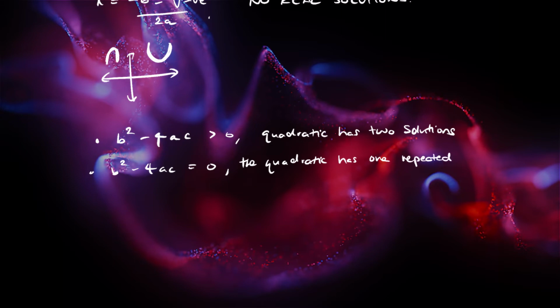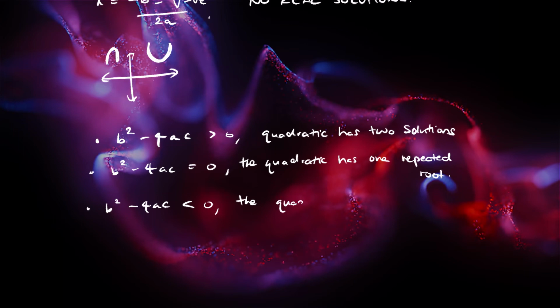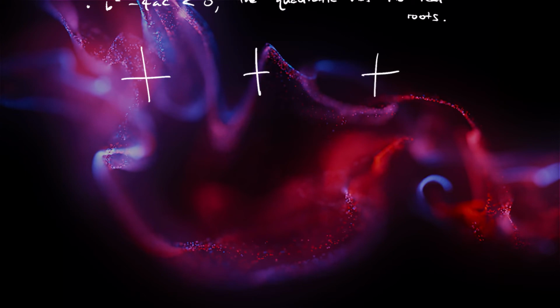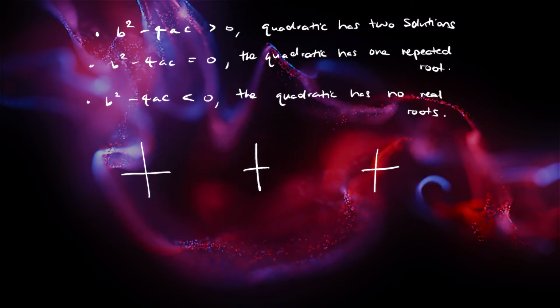And finally, if b squared minus 4ac is less than 0, then the quadratic has no real roots. Okay, and so if we were to draw a few big pictures, let's do 3 axes just to illustrate this. The first one, let's do that the discriminant is greater than 0. We'll have a quadratic that looks something like this, right? So it passes through the axes at 2 points.